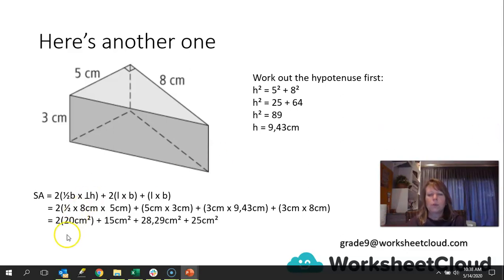We've now got 20 centimeters squared there because I've worked that out. Remember, I still have to double it because that's the surface area of that top triangle, and I need both of them together. 5 times 3 is 15. 3 times 9,43 is 28,29.